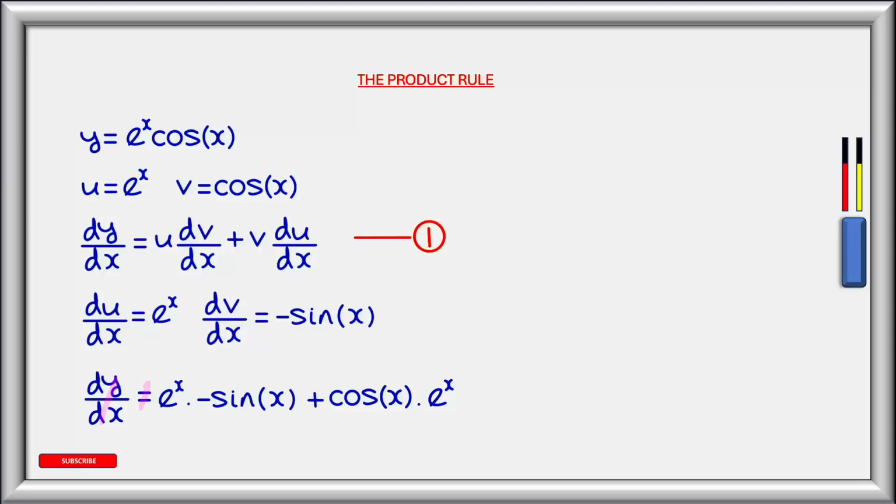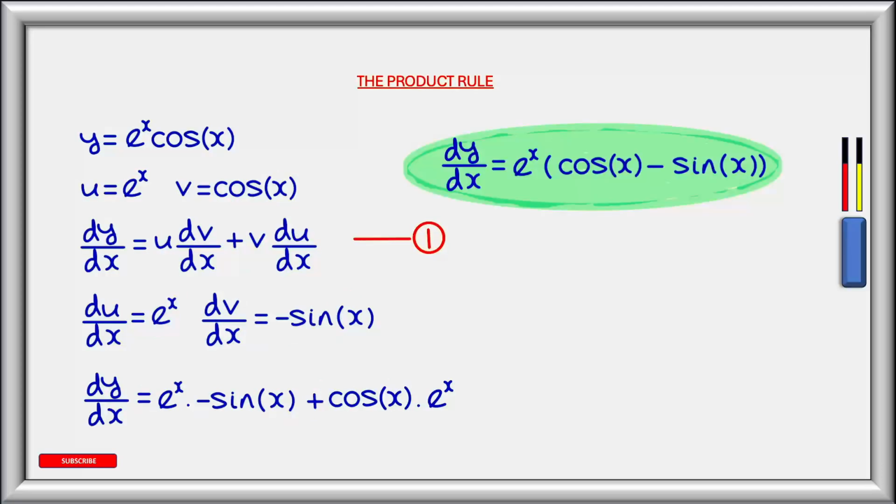And this equals u, which is e to the x, multiplied by the derivative of v with respect to x, which is minus sin x, plus v, which is cos x, multiplied by the derivative of u with respect to x, which is e to the power of x. If we remove the common factor of e to the power of x, we get our final answer, which is dy by dx is equal to e to the power of x into the bracket of cos x minus sin x.